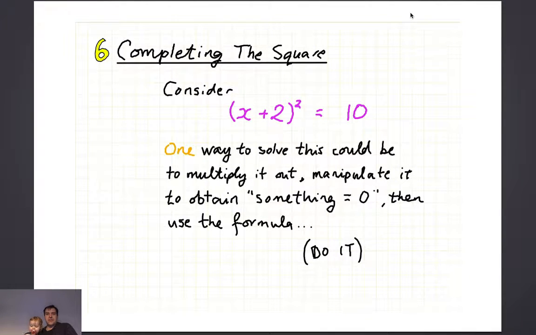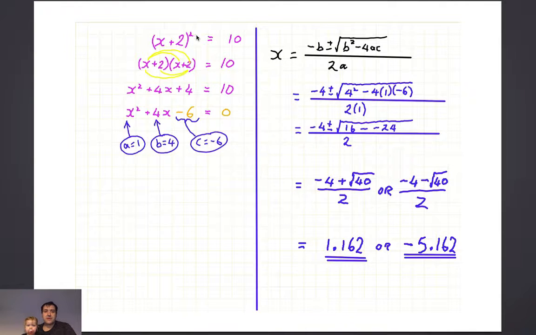Okay, chapter 6 of MYP4 unit 1 was completing the square. So I gave this example, x plus 2 all squared equals 10. It's not quite in the form we're used to seeing when we solve these, but one way to solve it could be to multiply it out and make it look like one of the ones that we're used to. So we did that.